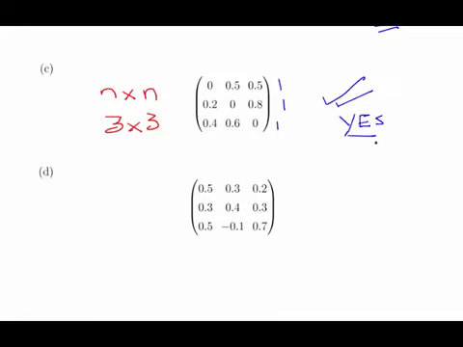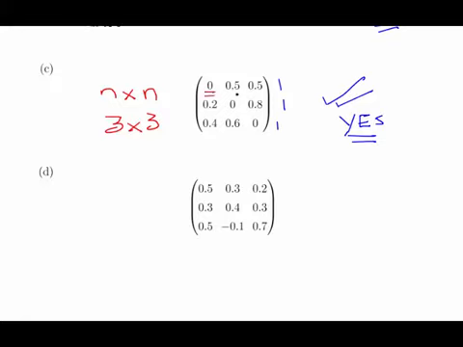So first off, we have an n by n matrix here, 3 by 3. So far so good. Let's check out all the row totals. 0, 0.5, and 0.5, 1. 0.2, 0, 0.8, 1. 0.4, 0.6, 1. And that works out fine in both cases. Okay, so in this case, we're going with a yes. It is a valid transition matrix.